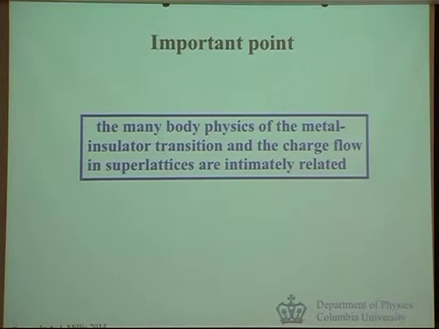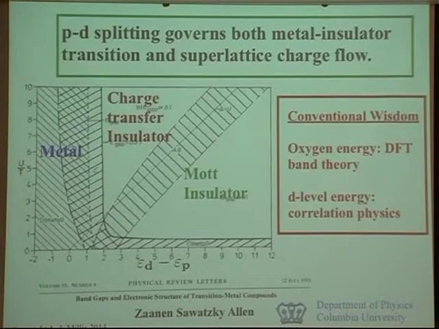Okay, now, there's an important point here, which is worth stressing. This business of structural distortions at interfaces and charge flow in interfaces is intimately related to the many-body physics of the metal-insulator transition. I already described how local structure is crucial for the metal-insulator transition. The relation to charge flow arises from classic work in our field by Zaanen, Sawatzky, and Allen. This is the reference. It's now a 20-something, 30-year-old Physical Review Letter.